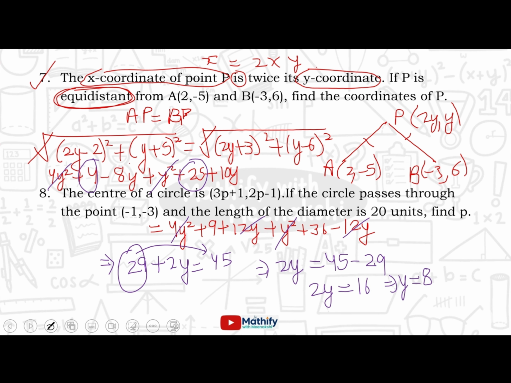Now you have to find the value of coordinates of P. So coordinates of P are, x was 2y, that means 16, and y, that's 8. So coordinates of P are 16, 8. Let's move to the next question, that is question number 8.